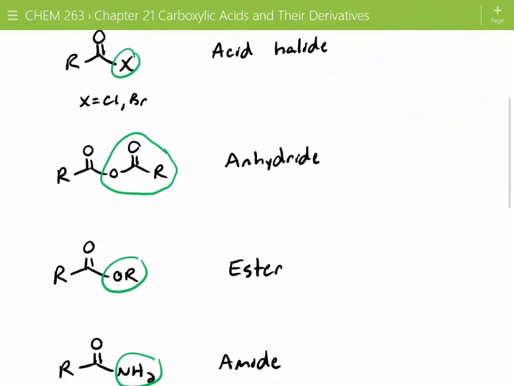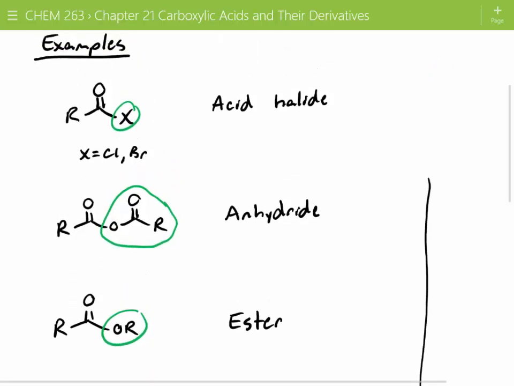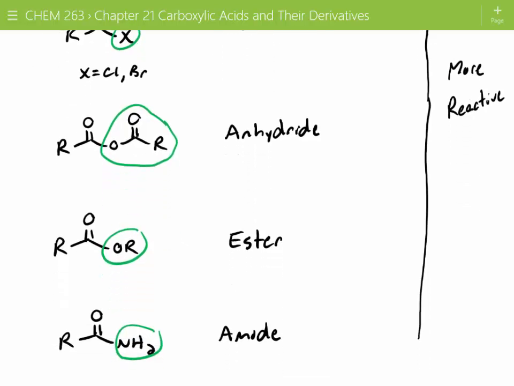All right, so if we look at all the carboxylic acid derivatives, one thing I want to point out is that as we go up this trend, they're more reactive. And we're going to talk about this quite a bit more, but acid halides are more reactive than acid anhydrides, and they're more reactive than esters, and they're more reactive than amides. Amides are relatively unreactive compared to the remaining ones.